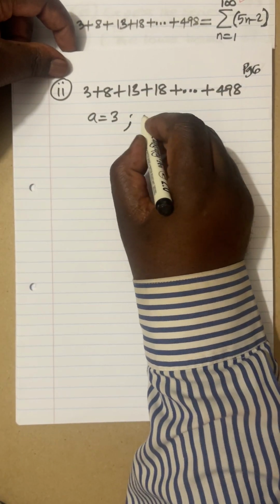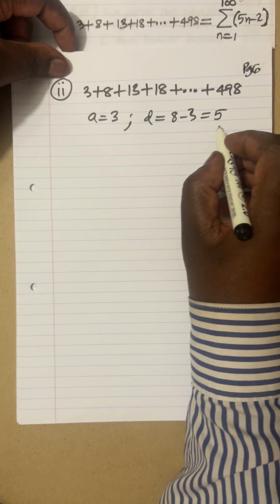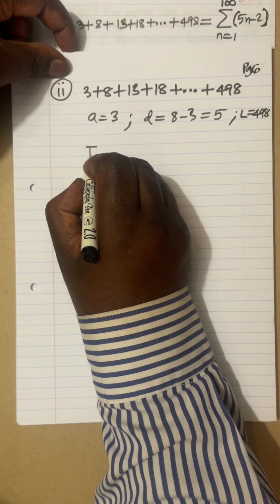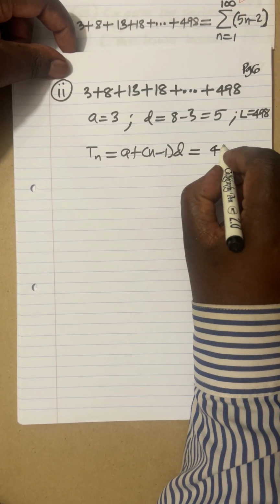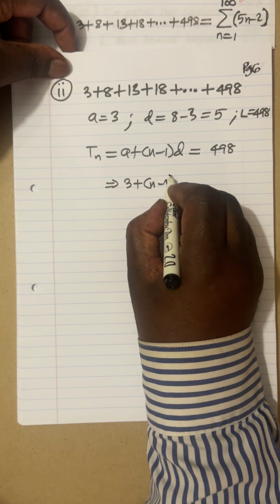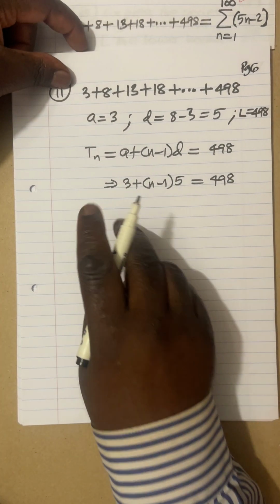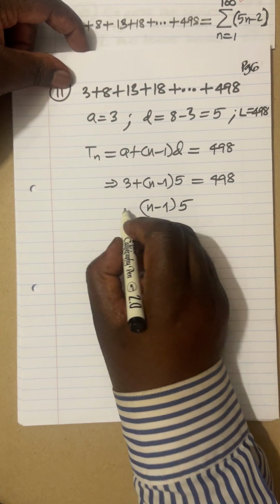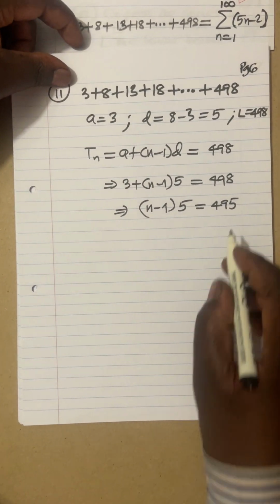So what are we saying? Our common difference is actually 8 minus 3, and the answer is 5. And our last term equals 498. So we would say T subscript n is A plus n minus 1 D, and this should be equal to 498. What is our A? Well, our A is 3 plus, we don't know the number of terms, but we know the common difference is 5. So this is 498. What do we do next? We're going to subtract 3 from both sides. So it will be n minus 1 times 5 is equal to 495. Subtract 3 from 498, you are going to have 495.